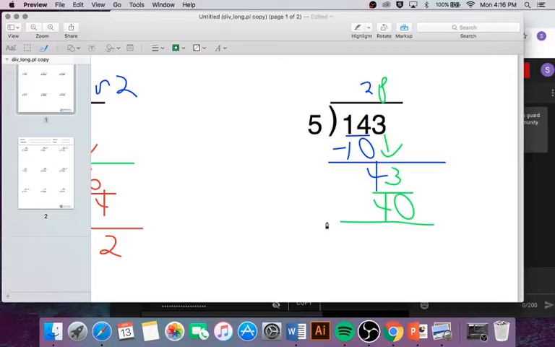Now we're going to subtract. We have 43 minus 40, which is 3. Three doesn't go into 5, so we're going to write our remainder. So our answer to 143 divided by 5 is 28 remainder 3.